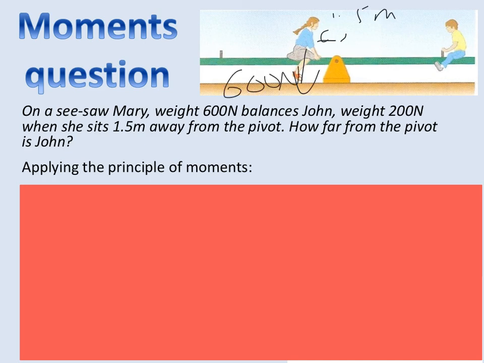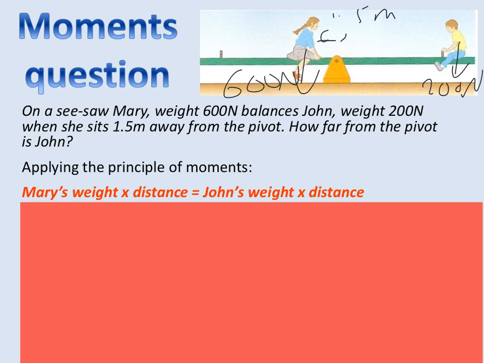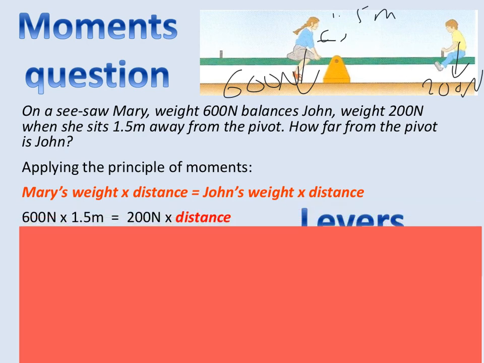If they're balanced, then their moments are going to be equal to one another. John's got a weight of 200 newtons. So we're going to have to apply the principle of moments in order to work this out. The principle of moments states that Mary's weight times her distance is going to be equal to John's weight times his distance from the pivot. So we can put that into the equation showing that 600 newtons times 1.5 is equal to 200 newtons multiplied by the distance to John.